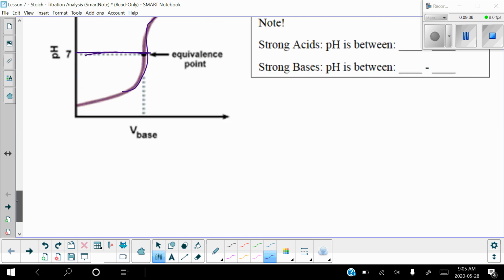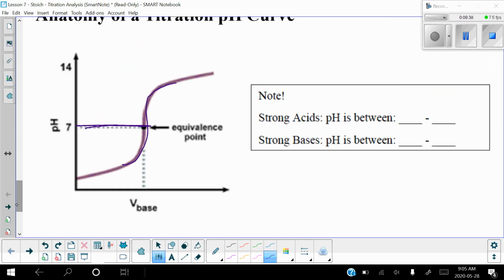Okay. So I'm going to give you a little bit of an anatomy of this curve. First of all, if we were just generalizing this graph, this would relate to the volume in the flask. Okay? On this side, the responding variable would refer to the pH in the flask.